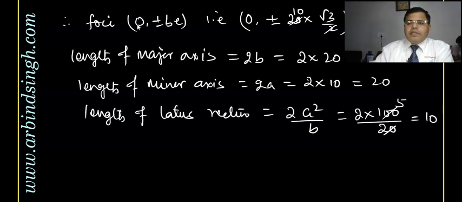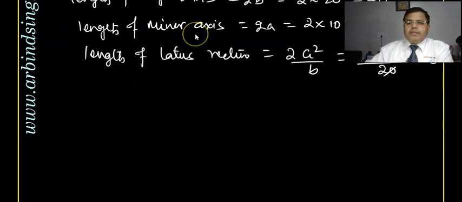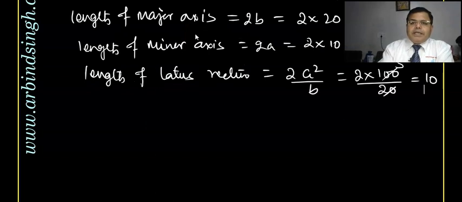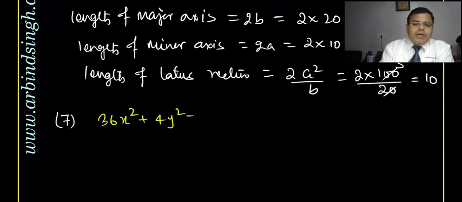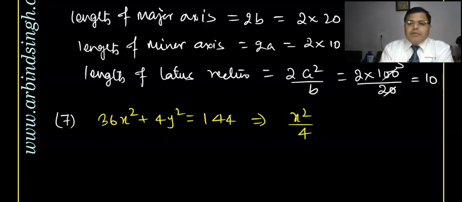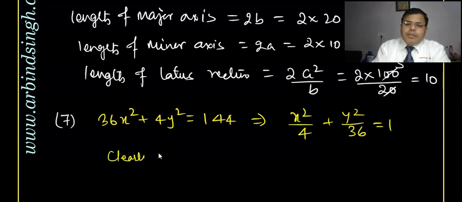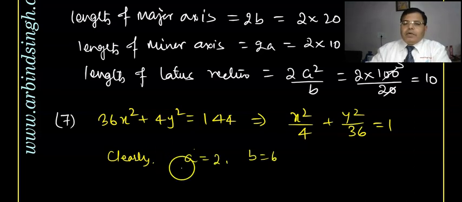So I hope you got all these things. Now, some more questions of the same category, that is question number 7, that has been written here, that 36x square plus 4y square is equal to 144. So that can be written as x square upon 4 plus y square upon 36 is equal to 1. So clearly, if you compare with x square by a square plus y square by b square, a is 2 and b is 6.